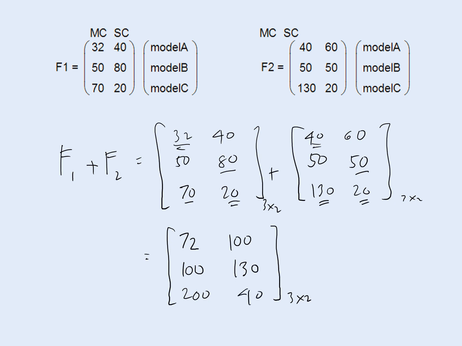So the total manufacturing cost for model A is 72, for model B is 100, and for model C is 200. The total shipping cost for models A, B, and C will be 100, 130, and 40 respectively.